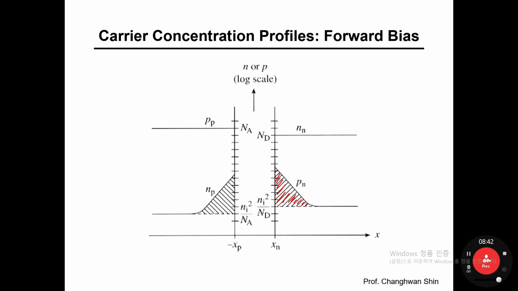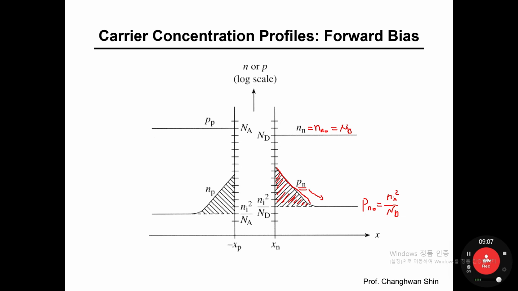and take a look at how minority carriers are distributed near the depletion layer. Okay, and this line should indicate the minority carrier concentration in the n side, which is p sub n. And in the end, this value would be equal to p sub n naught, that is identical to n sub i square over n sub d. And this value should be identical to n sub n naught, and that should be n sub d.